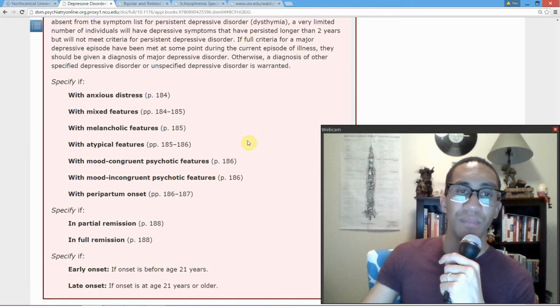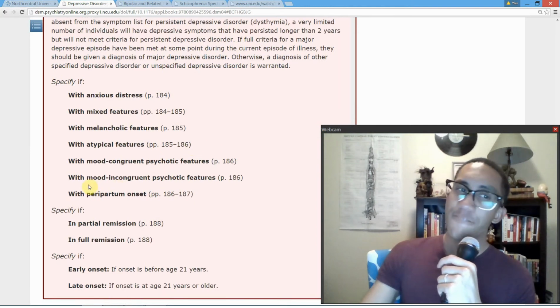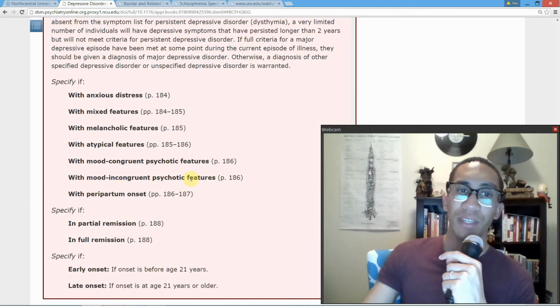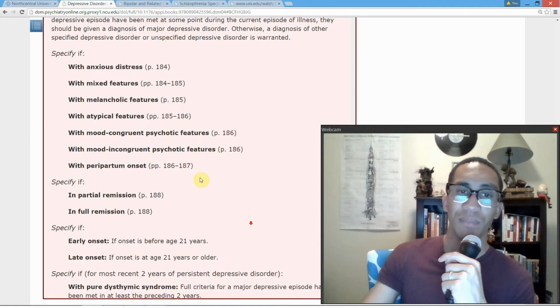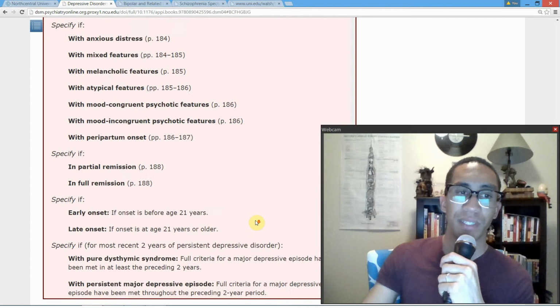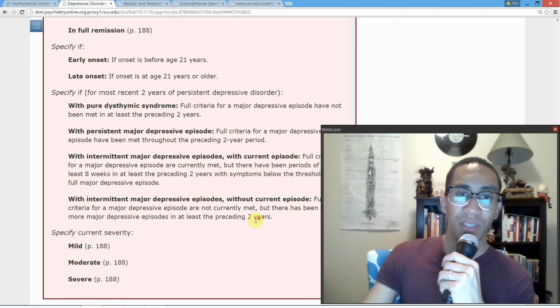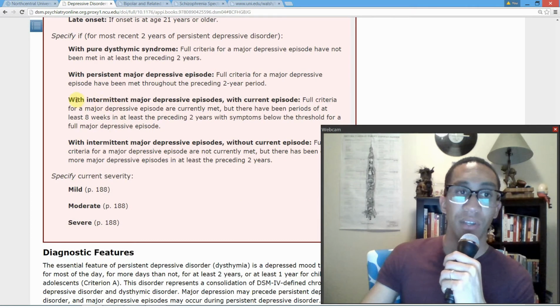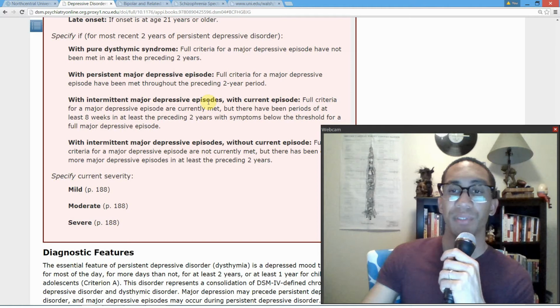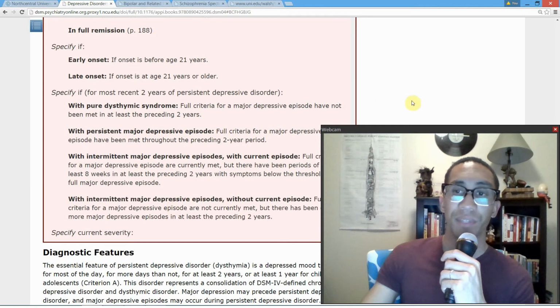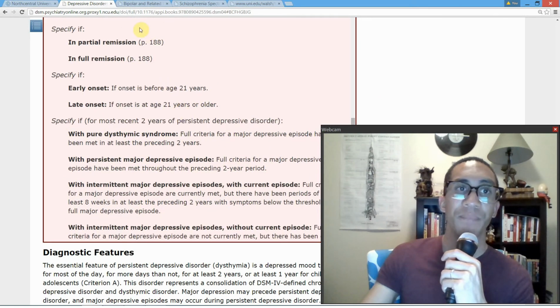So, yeah, and then with the specifiers, it's kind of leaning towards with mood incongruent psychotic features, just because of what the reports were when she was in London. She had to be hospitalized. Onset, whether it's early or late onset, I don't really know. And then I would also say with intermittent major depressive episodes, depending on when you were seeing her, it would be with current episode or not. And the severity obviously would be pretty severe because she's had suicide attempts already.